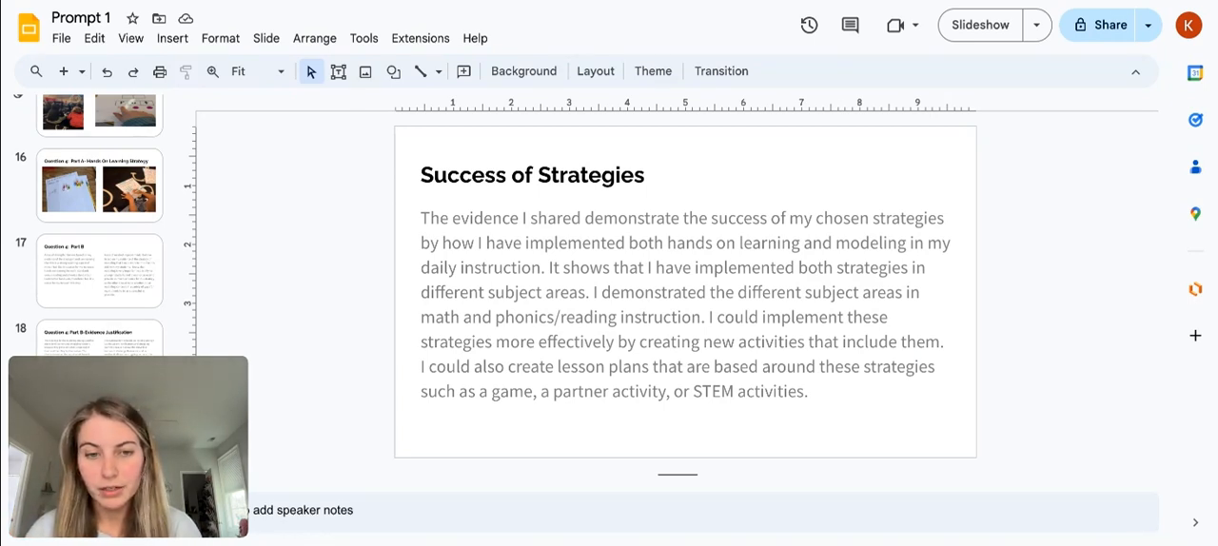I could implement these strategies more effectively by creating new activities that include them. I could also create lesson plans that are based around these strategies, such as a game, a partner activity, or STEM activities. And that is all I have for prompt 1.